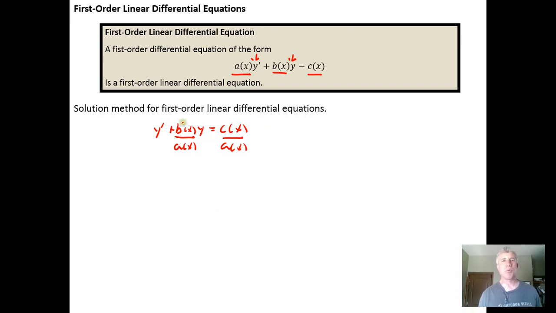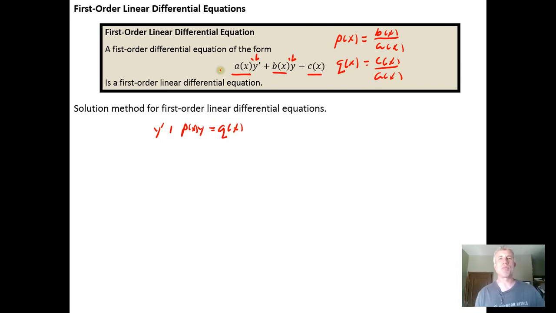And then to clean things up, we give these two terms names. We're going to call this term p of x, so we let p of x equal b of x over a of x. And then we'll give this term a name. We'll call it q of x, equals c of x over a of x. If we do that, we can clean up the equation so that it looks like y prime equals p of x times y plus q of x. So we still have a first order linear differential equation. The only difference from the standard form is that now we have a leading coefficient of 1.